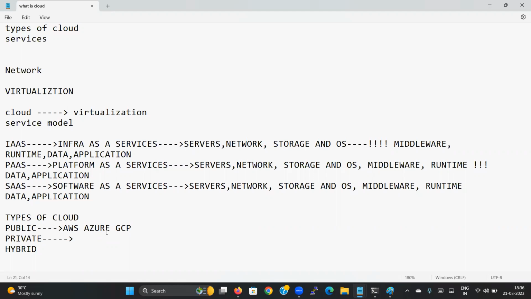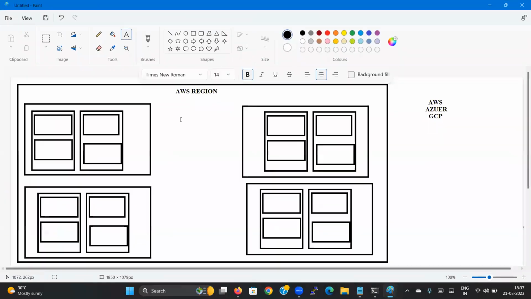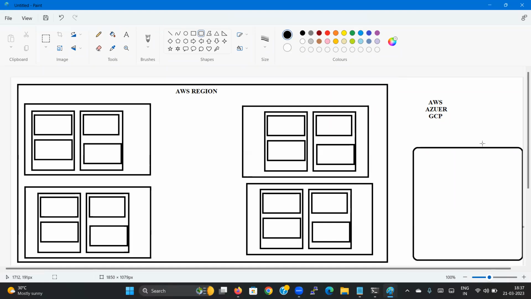When you come to the hybrid cloud, the combination of public cloud with the private cloud is called the hybrid cloud. What is this combination? For example, I have my own organization, and inside this organization, I have a database. I don't want this database installed on a cloud environment, but the web application should be installed in the cloud environment.